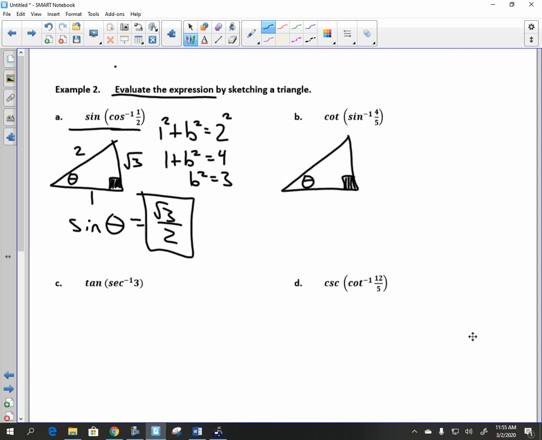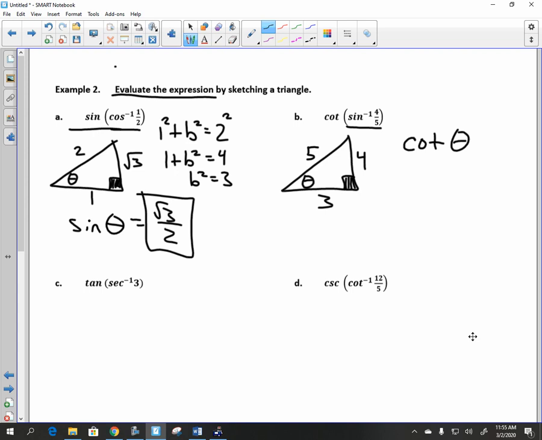Sine, opposite, adjacent, hypotenuse. Opposite over hypotenuse. So opposite will be 4, hypotenuse will be 5. Anybody know the other side of the triangle? 3, because it's a 3, 4, 5 right triangle. So if I do sine inverse of 4/5, what will that give me? That's on the board. Theta. So this becomes cotangent of theta.